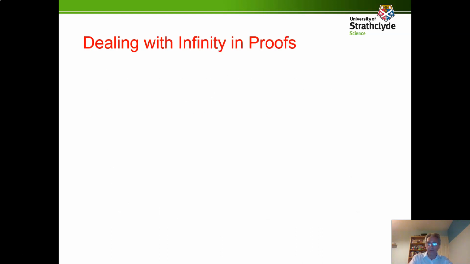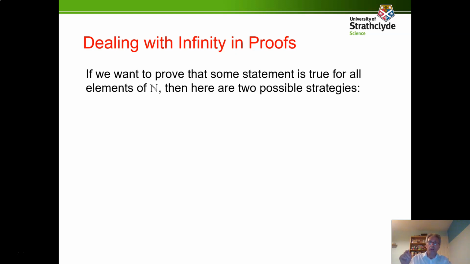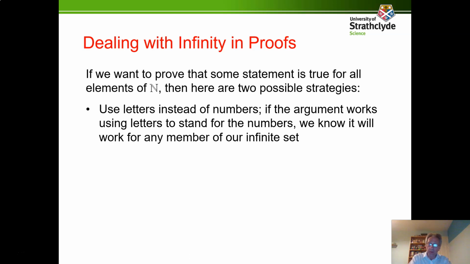How can we deal with infinite sets in our proofs? If we need to prove something for an infinite collection of cases, how can we do it? Well, the first strategy is the one you've already used in your direct proofs. You use letters instead of numbers. You don't use specific numbers. You use a letter and say, let k be any integer, or let p be any member of the natural numbers, something like that. If you're using letters, not being specific, and your argument works, then you know it will work for any member of your infinite set.